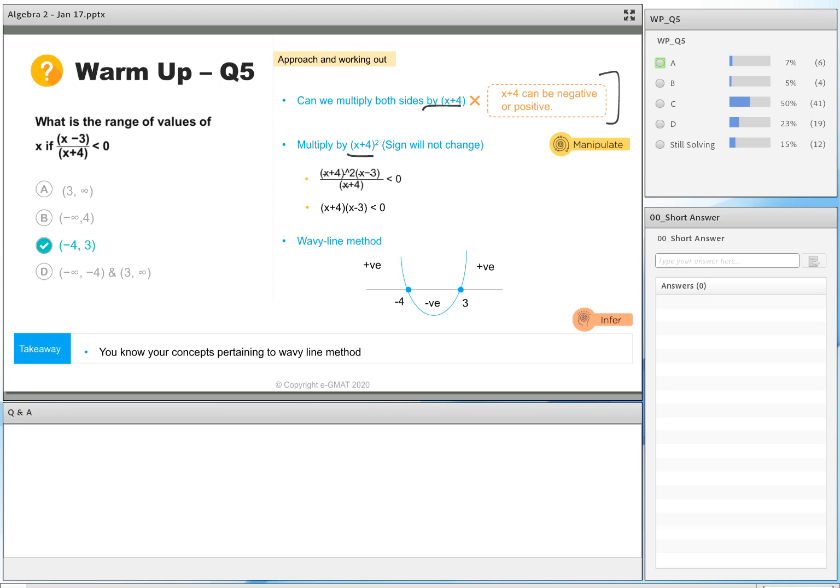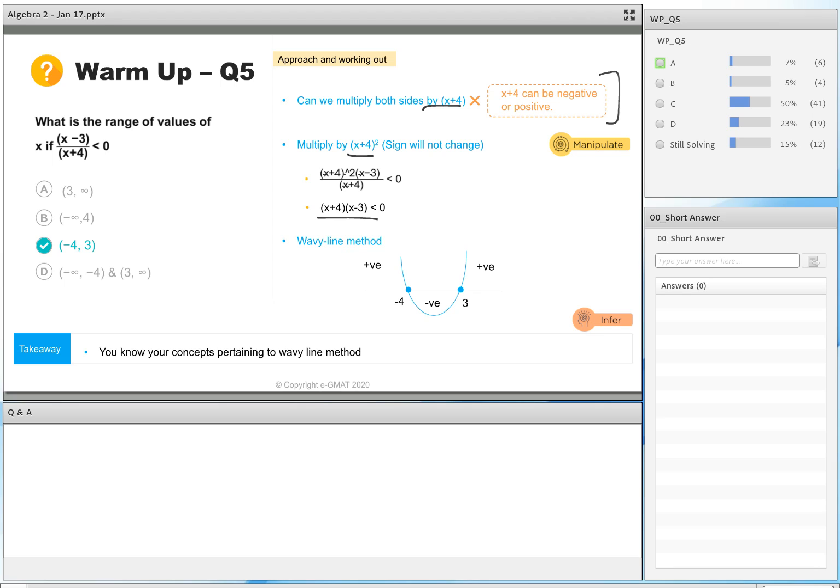So what I do is I multiply with a positive number. What is a positive number in this case? It's x plus 4 whole square. And as you people have already told me, a perfect square is always non-negative. If it's non-negative, it's either 0 or positive, right? That's something we have to keep in mind. So when I multiply this entire expression with x plus 4 whole square, the x plus 4 that we had in the denominator cancels out, and we have another x plus 4 in the numerator. So finally we can write x plus 4 times x minus 3 is less than 0.